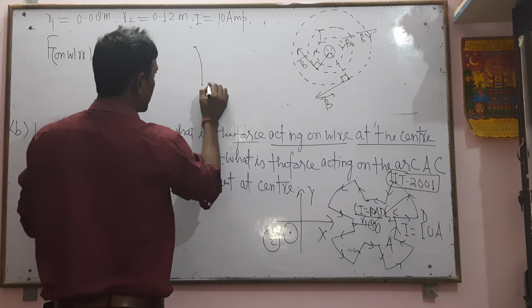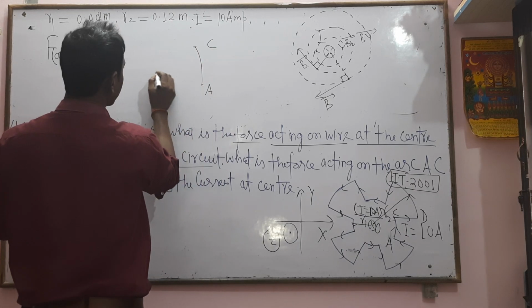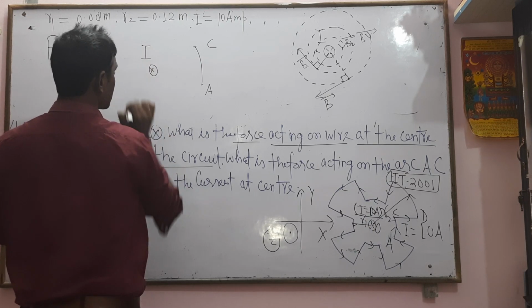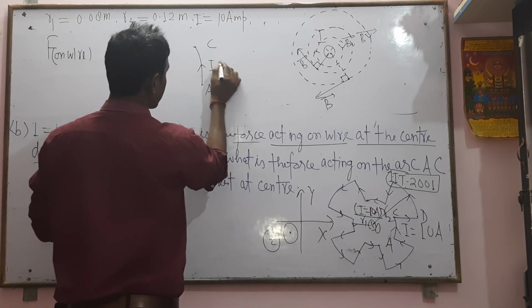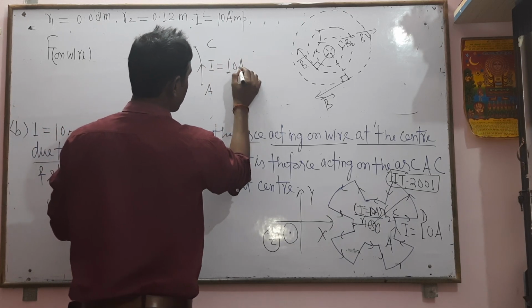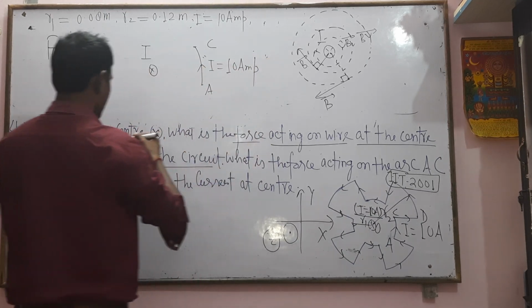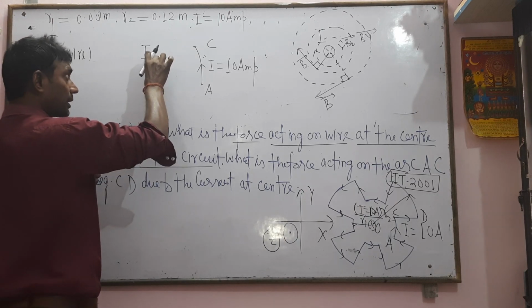This is the A point and C point. The current is going vertically downward. This is AC. Current I equals 10 ampere. Current I is going in this situation due to current I.